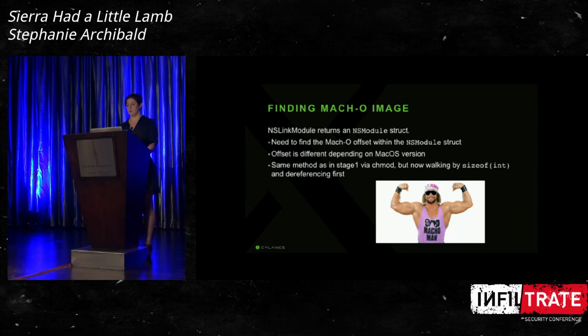NSLinkModule returns an NSModule struct, which means that you then need to find the Mach-O header offset within the NSModule struct, and it's different depending on what version of Mac OS X you're running. Pretty much all I did was I altered the same chmod function that we used at the very beginning in stage 1, but instead of walking pages, I had it walking ints, and I also dereferenced because there's just that little extra bit of indirection within the NSModule struct.